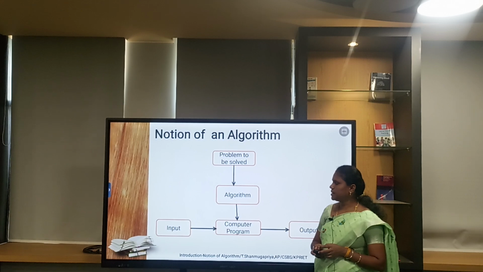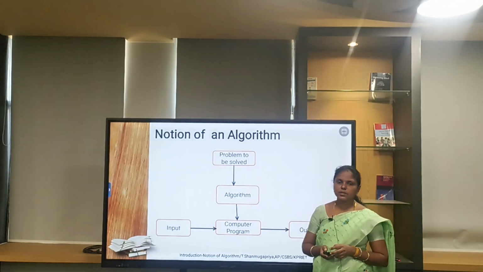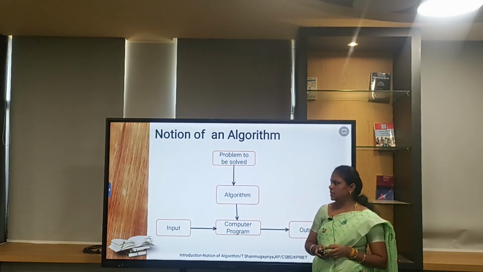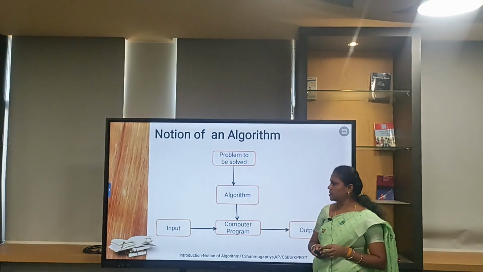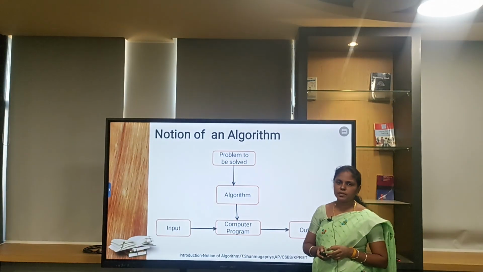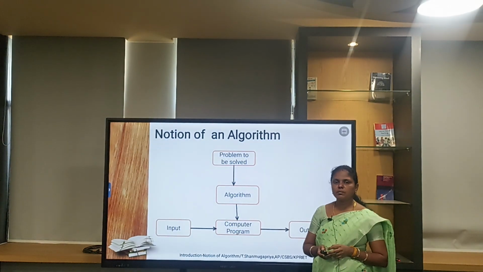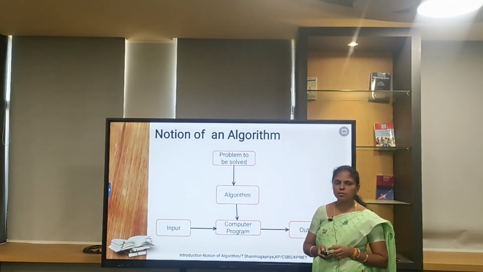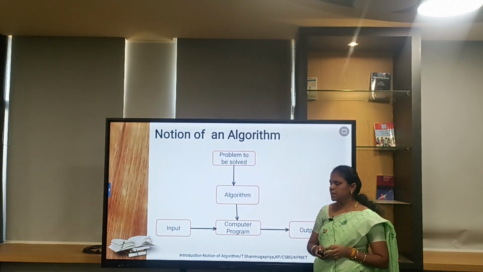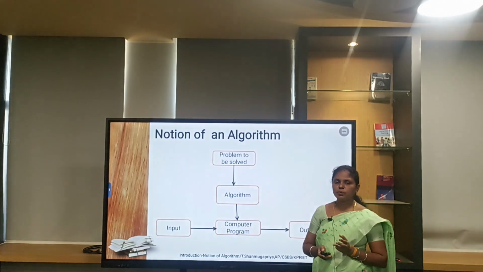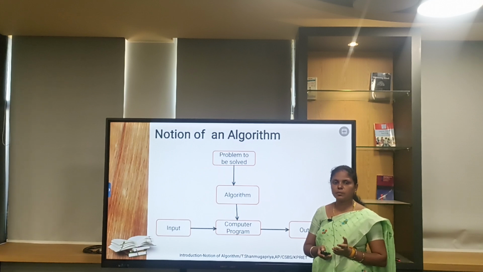So this diagram depicts the notion of an algorithm. In this notion of an algorithm there are 5 important things we are going to discuss. That is, a problem to be solved. Whichever problem you are going to solve will be taken, and that same problem will be represented in the format of an algorithm based upon the definitions we already completed. The same algorithm will be converted into a computerized program in any programming language, depending upon the application and the users.